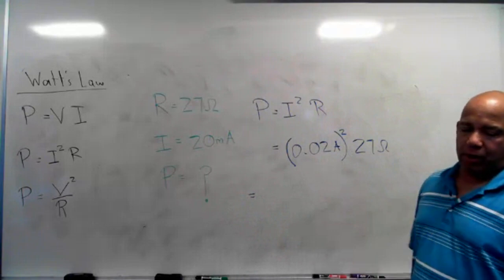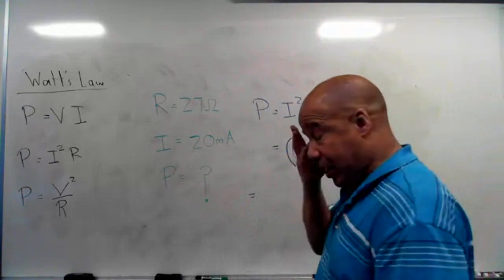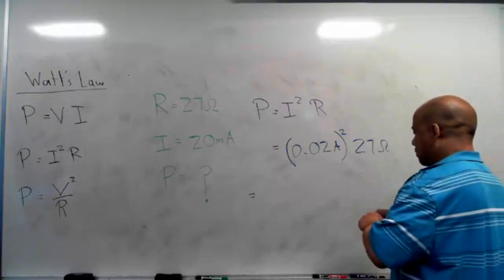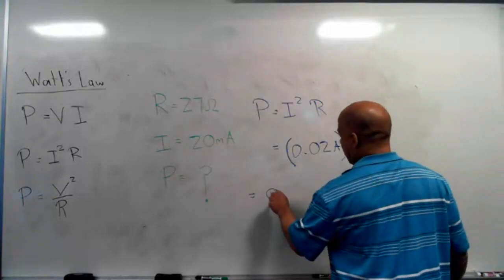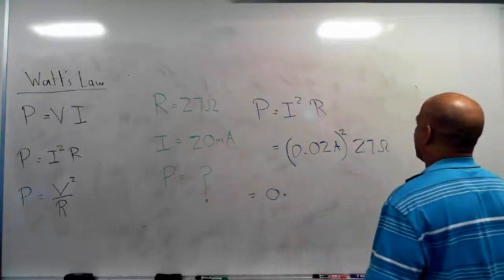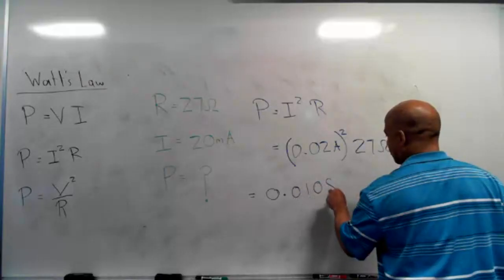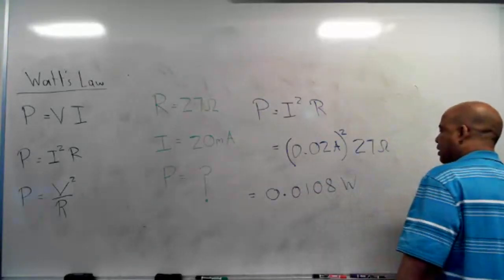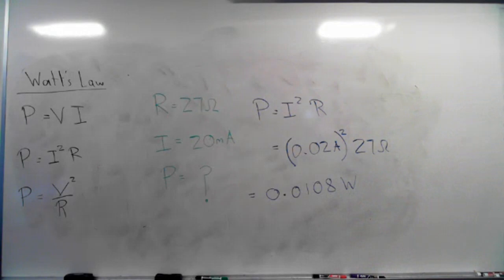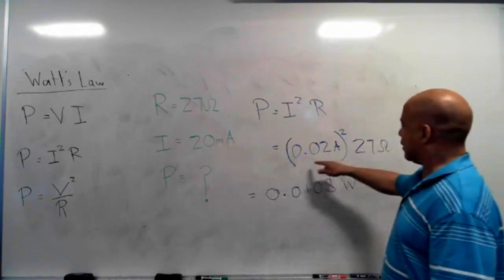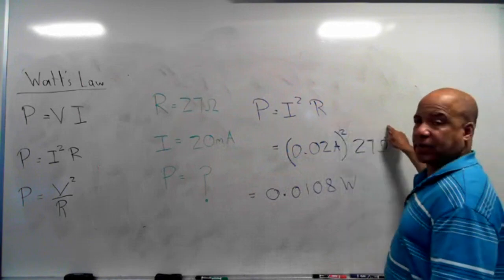You take 0.02 and you square it. You multiply that number by 27. You get a decimal number, 0.108, 0.018 watts. So I took this out of milli, rolled it as a decimal, squared it, and did my multiplication.